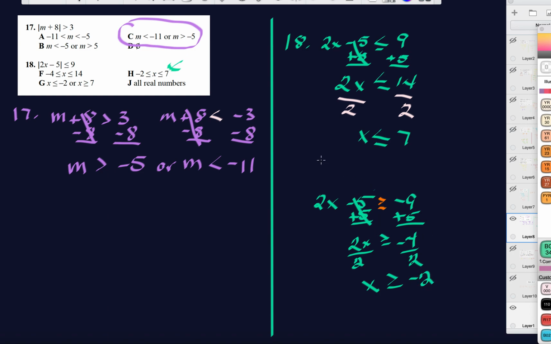So this actually looks like an AND statement, right? And remember what we said. If you're looking at an absolute value inequality, if you can remember that this and this give me an OR statement, and this gives me an AND statement, that might be helpful when you're going through this stuff.